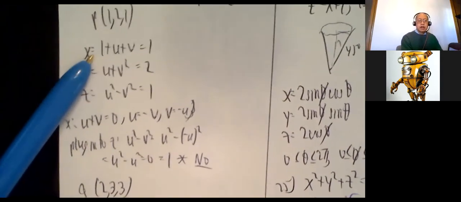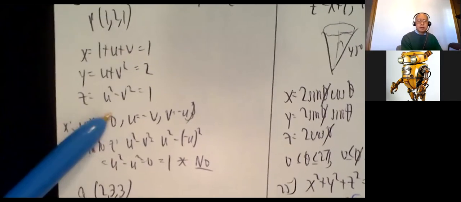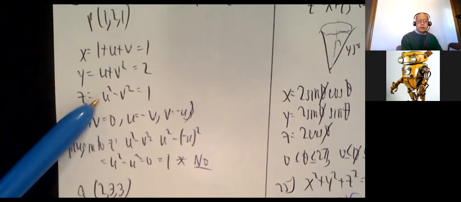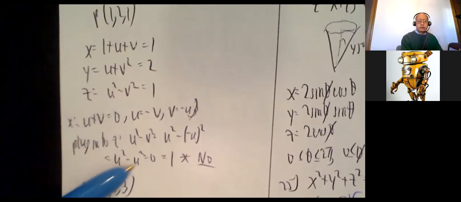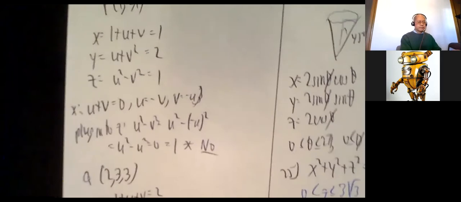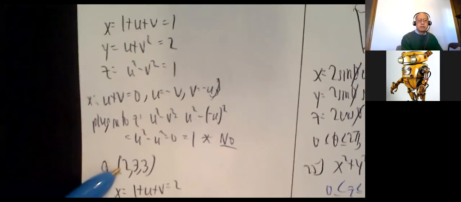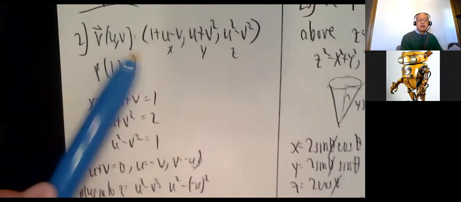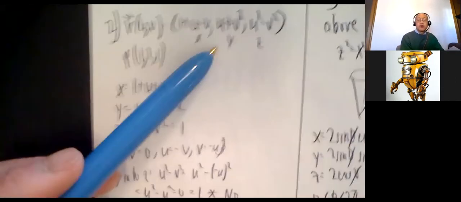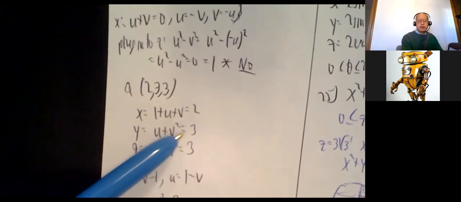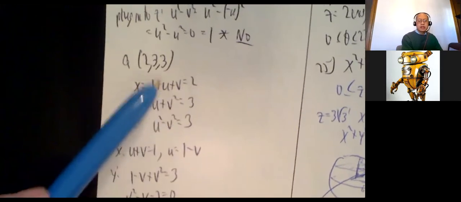Okay, one more time. If you look at the first equation, U plus V is 0. That means U and V are opposites. I plugged it in here. U squared minus negative U squared, that's U squared minus U squared, which is 0, so a contradiction. On the other hand, how about the point 2, 3, 3? So X, 1 plus U minus V, has to equal 2. Y, U plus V squared, has to equal 3. And Z, U squared minus V squared, has to equal 3.